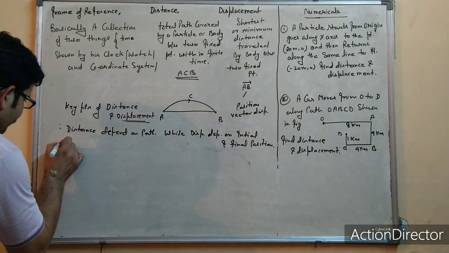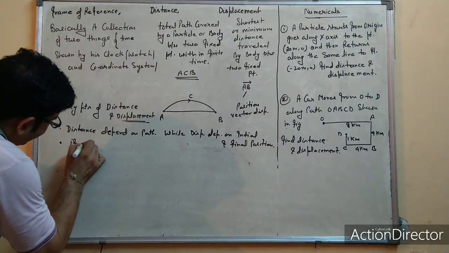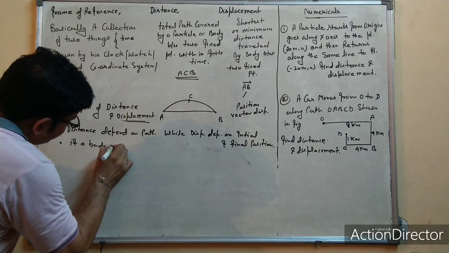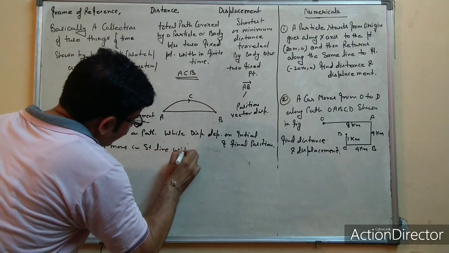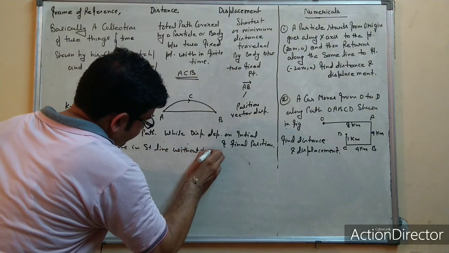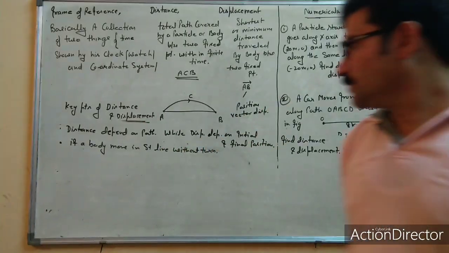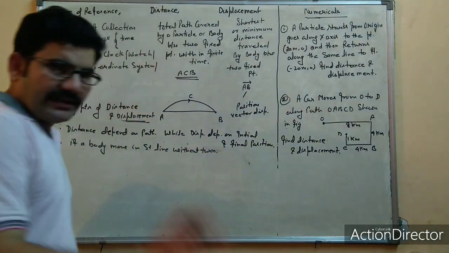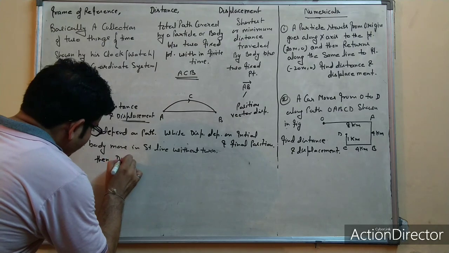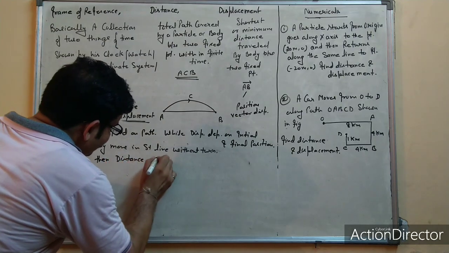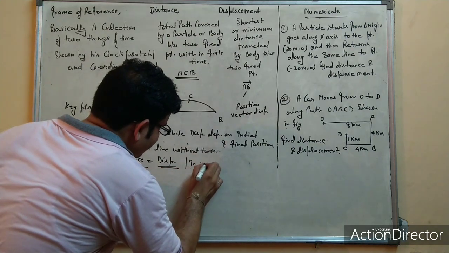Next, if a body moves in a straight line without a turn, then distance is always equal to displacement in magnitude.